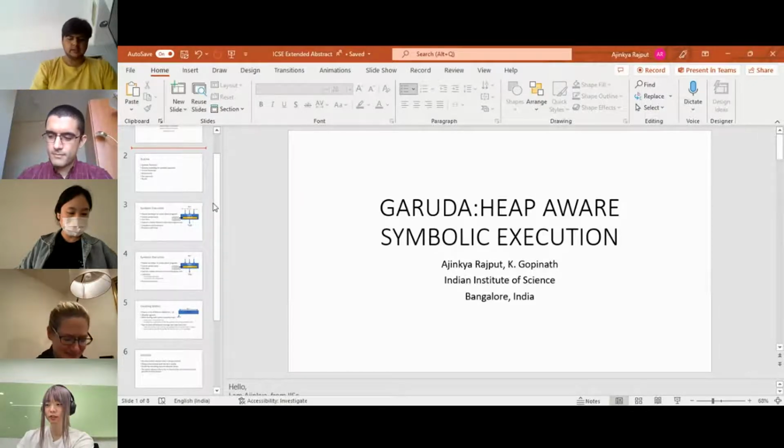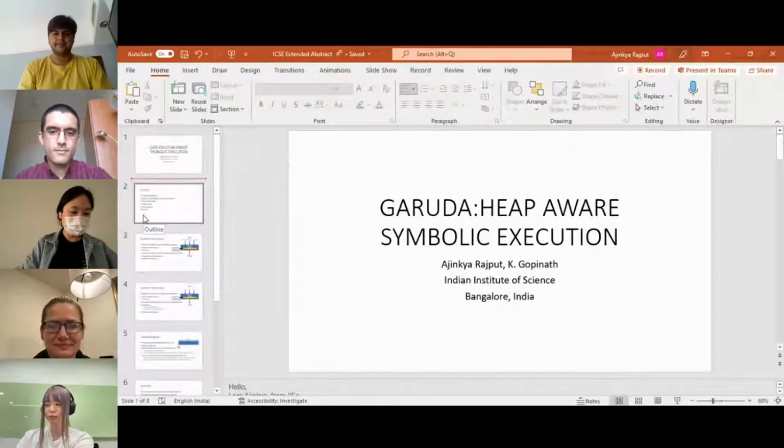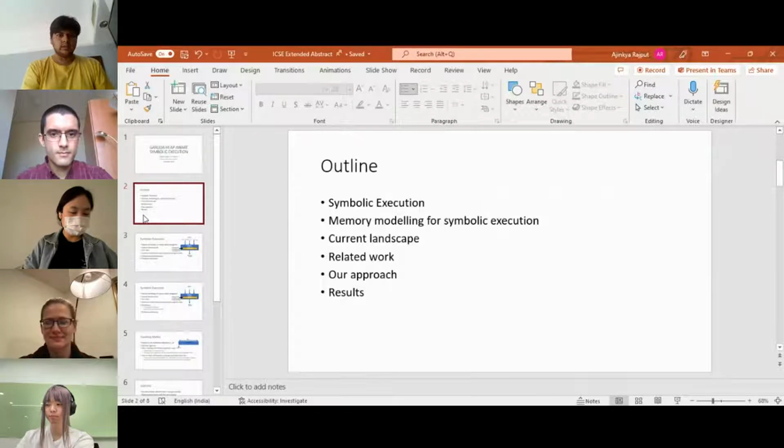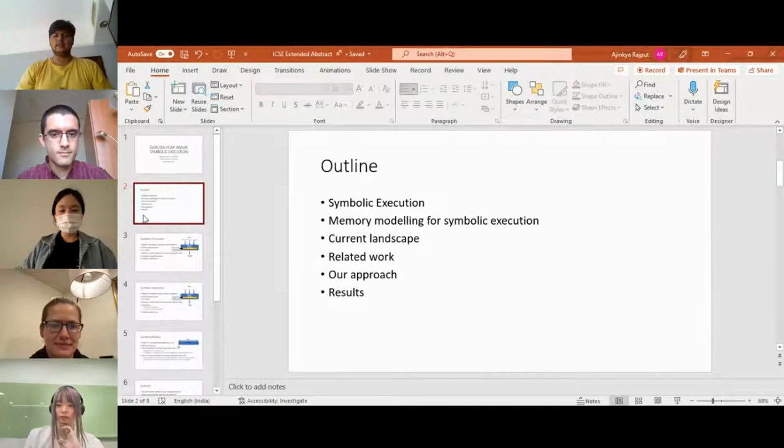Hi, I'm Ajinkya. I'm presenting an ongoing research project at the Indian Institute of Science in my lab. I'm a sixth-year PhD student. This is the outline of the talk. The talk deals with symbolic execution. I'll quickly summarize in one slide what symbolic execution is, and then why memory modeling needs special attention, then what the current landscape is, and then our approach and results.